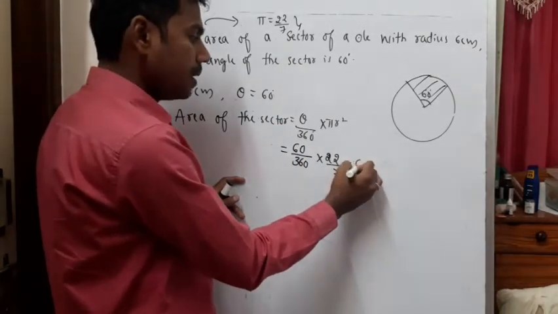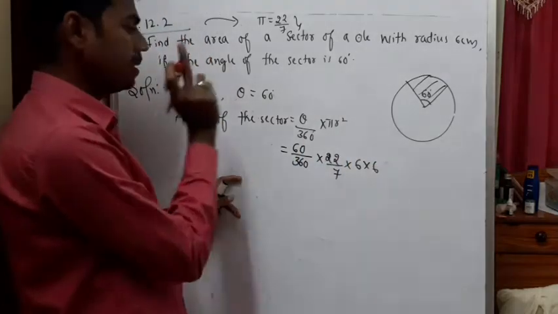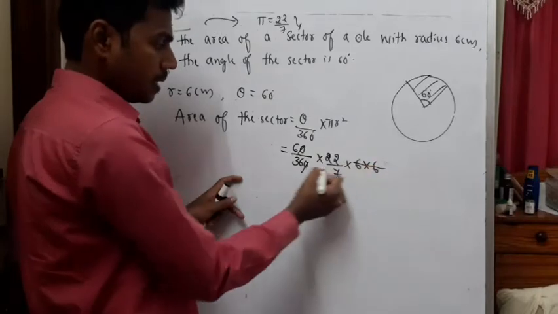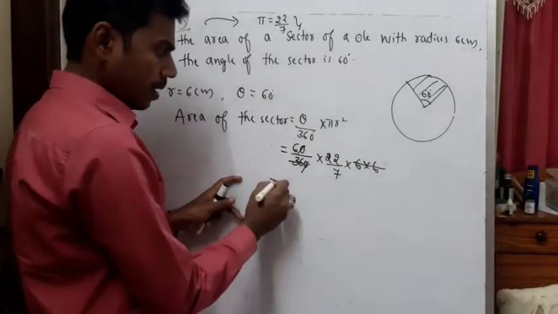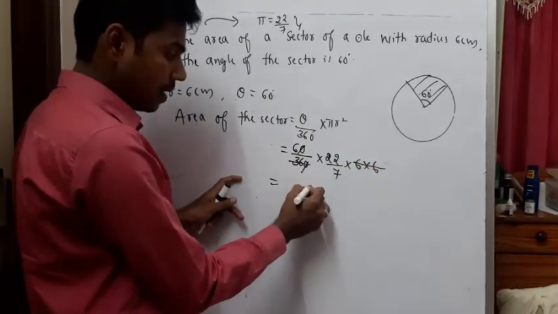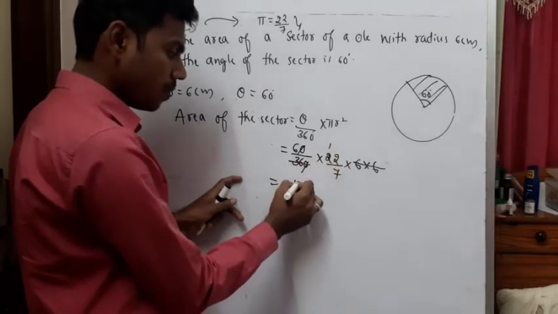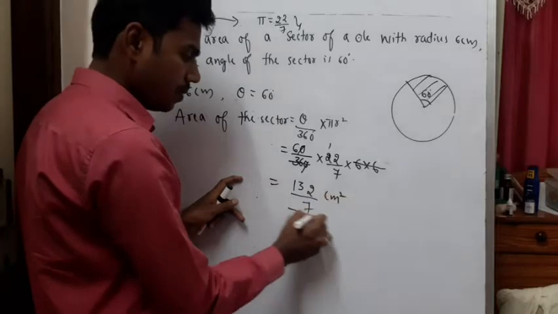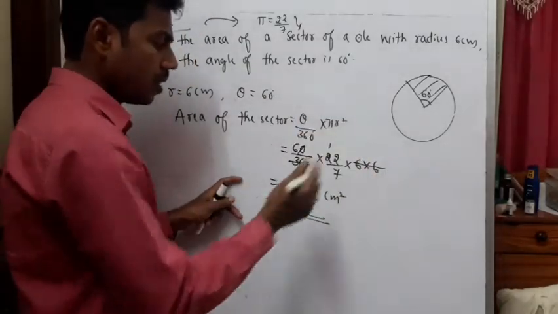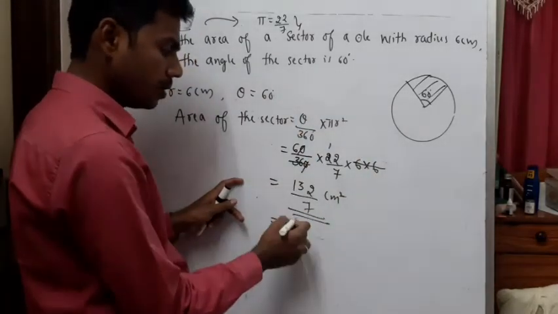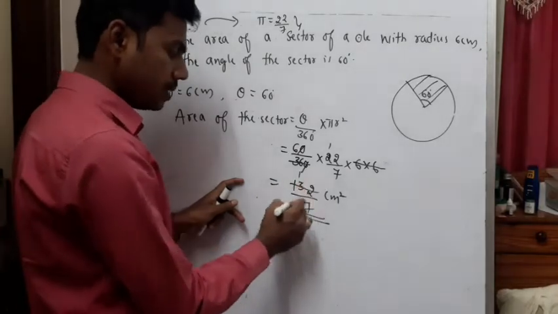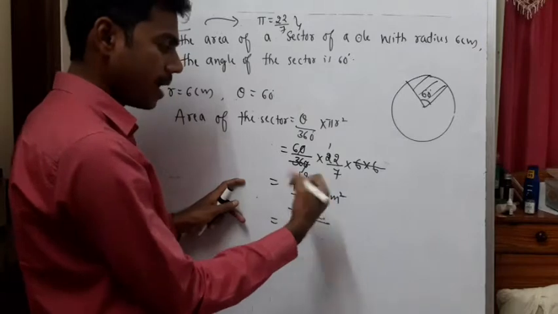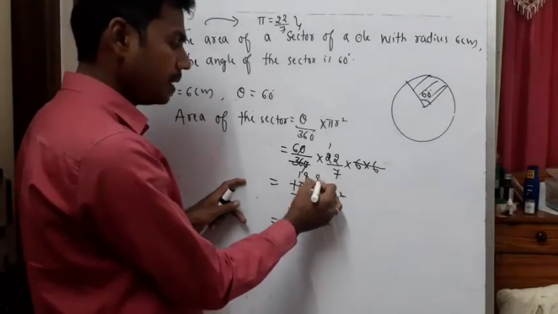So what is r? R is 6 centimeter, so 6 into 6. 6 6 is 36, 6 6 is 36. 6 2 is 12, 6 2 is 12 plus 1, 132 by 7 centimeter square. So this will be your answer. Please note this down. Even if you want to reduce, you can reduce. 7 1 is 7, 6 left 62, 7 8 is 56. Again 6 left 60, 7 8 is 56.